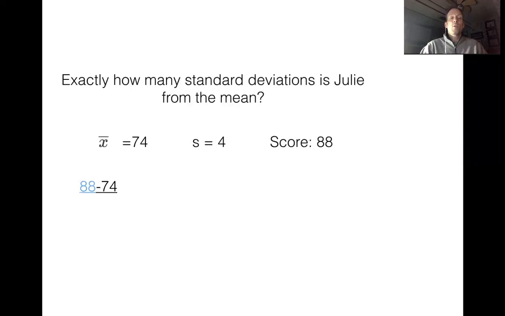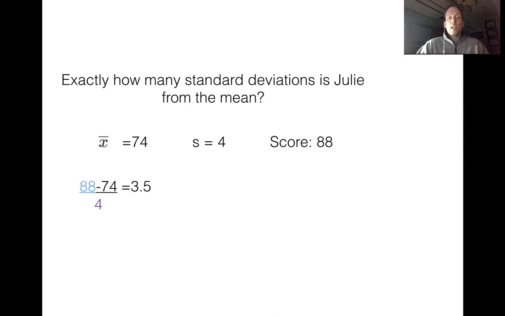We're going to take her score of an 88. We know the average was a 74. So we're going to take the difference between those two, and we're going to get that difference in terms of standard deviations. We can do that by dividing by 4, which was our standard deviation. It's going to come out to be 3.5. That means her score was exactly 3.5 standard deviations away from the mean.